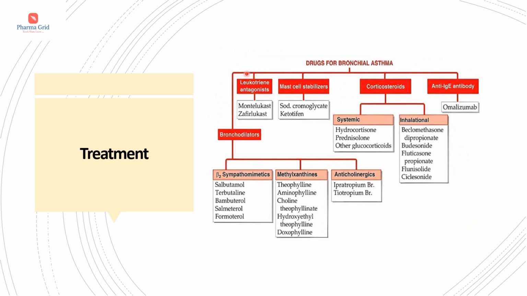Next category is leukotriene antagonist. Examples include montelukast and zafirlukast. Next one is mast cell stabilizers. The drugs include sodium cromoglycate and ketotifen. And another category of drugs that can be used for the treatment of bronchial asthma is corticosteroids, which can be further subdivided into systemic and inhalational corticosteroids. Systemic corticosteroids examples include hydrocortisone, prednisolone and other glucocorticoids. Inhalational corticosteroids include beclomethasone dipropionate, budesonide, fluticasone propionate, flunisolide and ciclesonide. And the last one is anti-immunoglobulin E antibody. The drug that comes under this category is omalizumab.